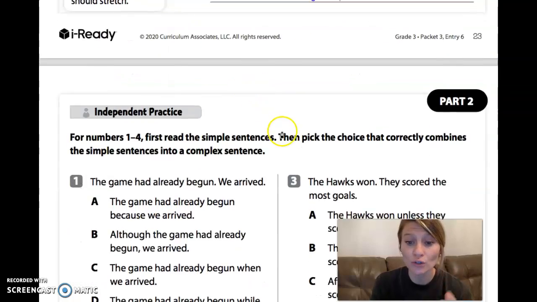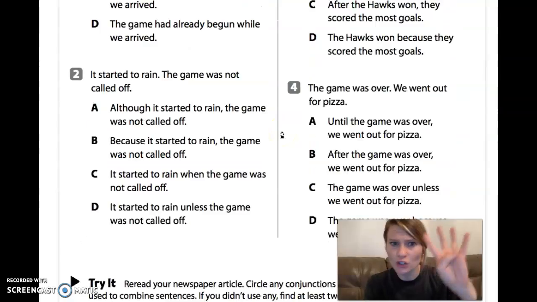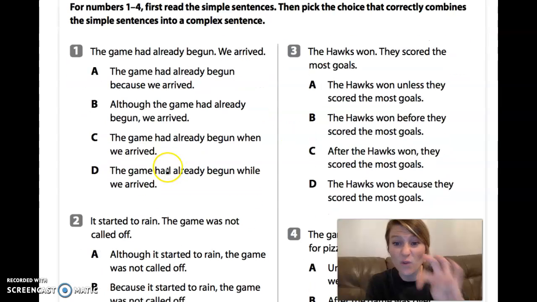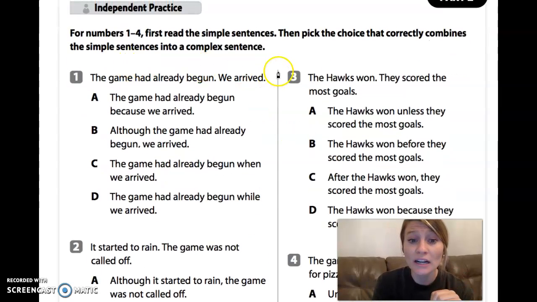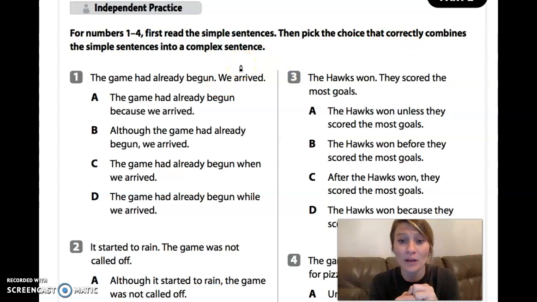So what you're going to do is you have 5 questions, actually 4. Whew, I almost said 5. You only have 4 questions. And you are going to have to pick the sentence that correctly combines each simple sentence into a complex one. So make sure you read each of these. So here's the question. The game had already begun. We arrived. How can I take those simple sentences and put them together to be complex? I want you to pick the one that you think makes the most sense.